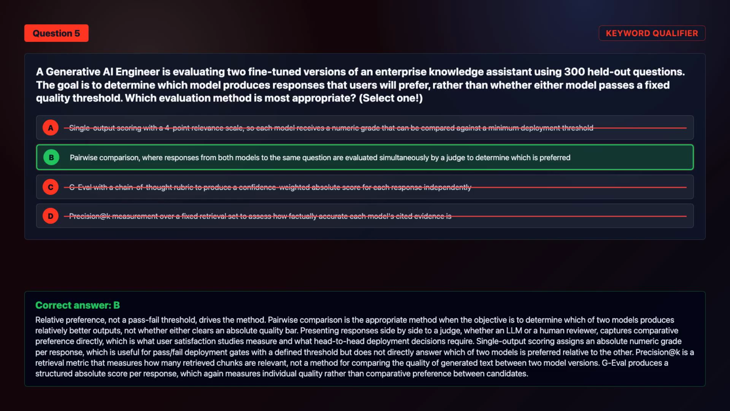Precision at K is a retrieval metric that measures how many retrieved chunks are relevant, not a method for comparing the quality of generated text between two model versions. G-eval produces a structured absolute score per response, which again measures individual quality rather than comparative preference between candidates.